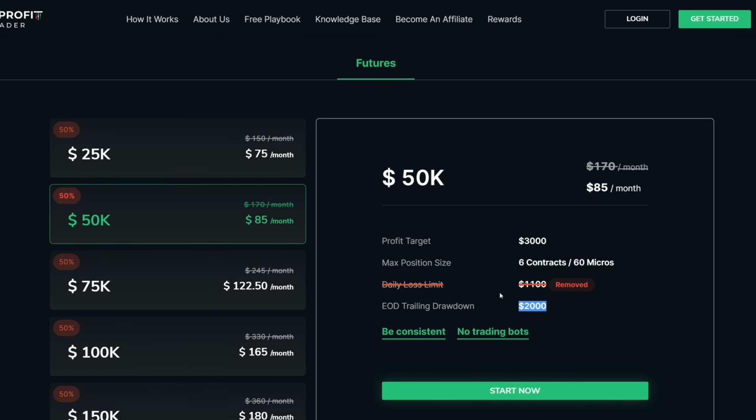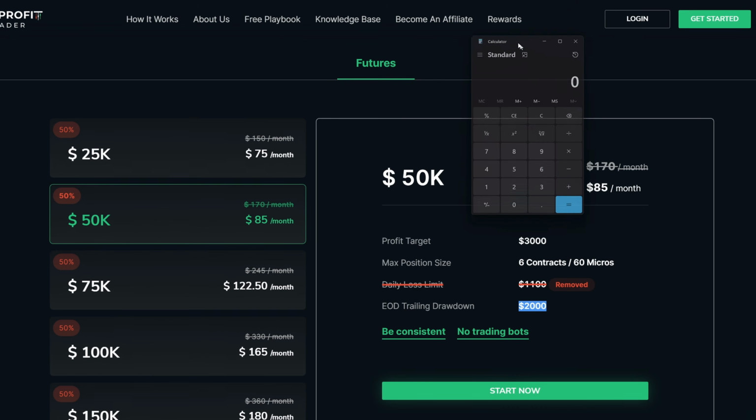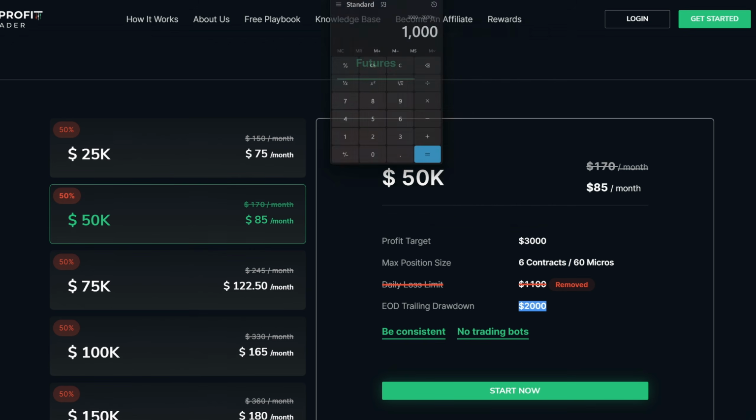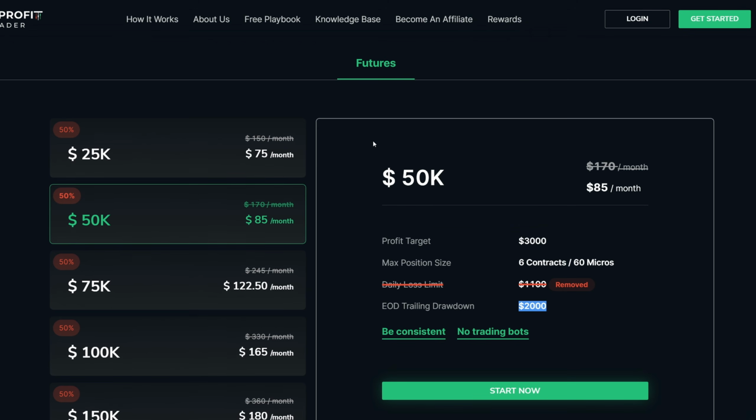Well, Mike, why only $1,000? Well, it's very simple. If you made $3,000 and we know the buffer is $2,000, the buffer is how much you have to keep in the account. We subtract 2,000 from 3,000, that leaves us with $1,000. Now you may be saying, Mike, why are they making me leave a buffer in the account? That's my money. I earned it. I should be able to take it out whenever I want, including on day number 1.